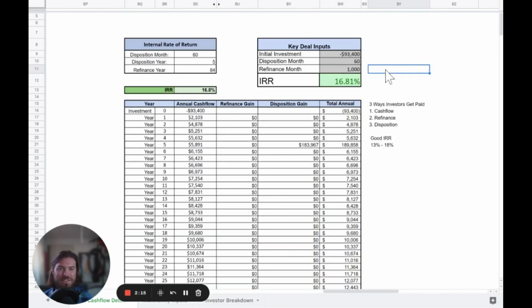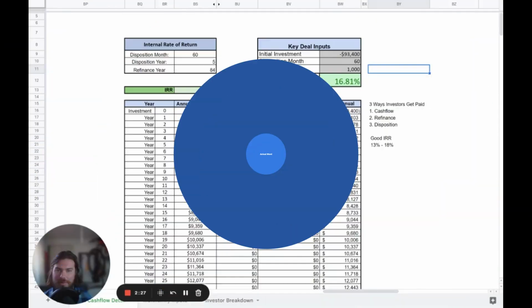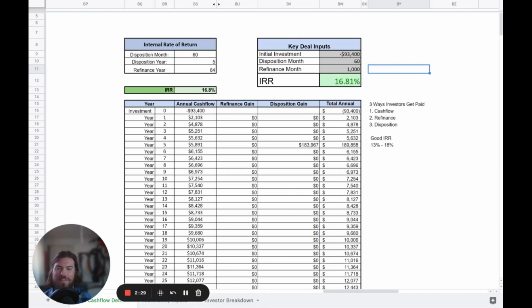All right, so here we are. Let's look at this example. We have a made-up situation where you're investing $93,000, and currently it's set up where at month 60, you're going to be dispositioning the actual property, and the IRR is 16.8. So there are various returns and whatnot built into this. So let's start by backing up.